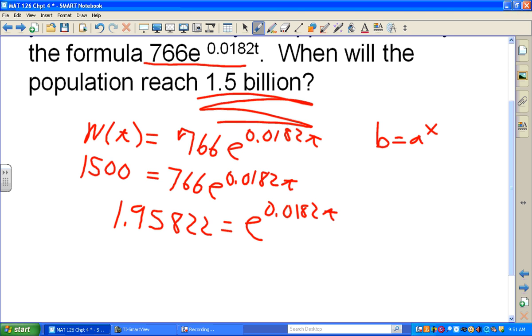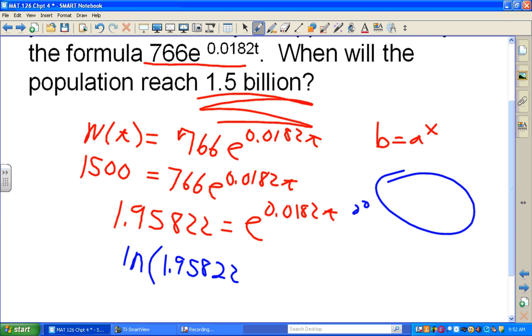Now, to invoke the most famous thought bubble of all, how do you solve this? You go from an exponential to a log, you solve it, and your answer up here can be what? It can be anything, can it? Right, there's no restriction on the domain. So how do you solve it? Natural log of 1.95822 equals 0.0182t. Don't be lazy and round this to 2. You're going to get way off when you're working with logs and exponents. Keep as many decimals as you can.